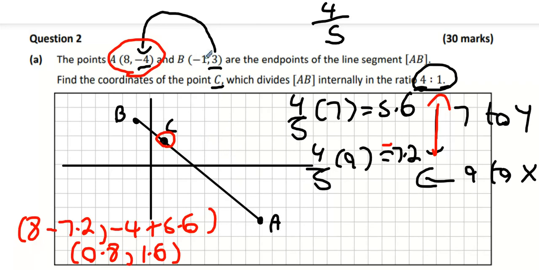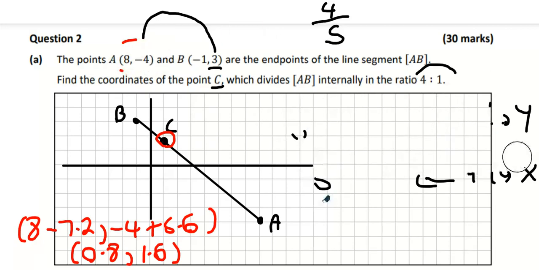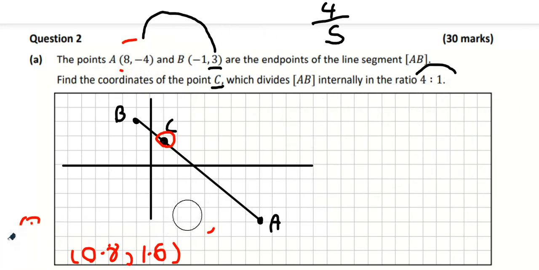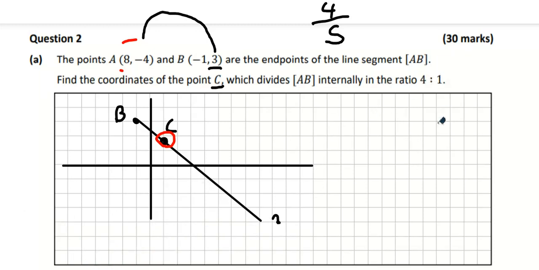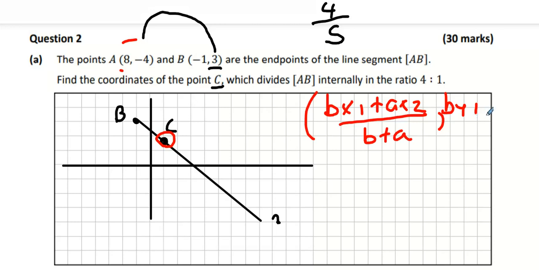Now, I'm also going to show you a second way of doing the same question. I know some lads favor the formula when doing this type of question. So if you go to your formula at the bottom of page 18, you'll see the following formula here. And then you have by1 plus ay2 all over b plus a.